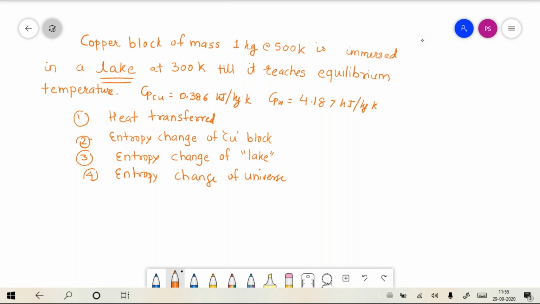Okay. Heat transfer, entropy change of copper block, entropy change of lake, and entropy change of universe.